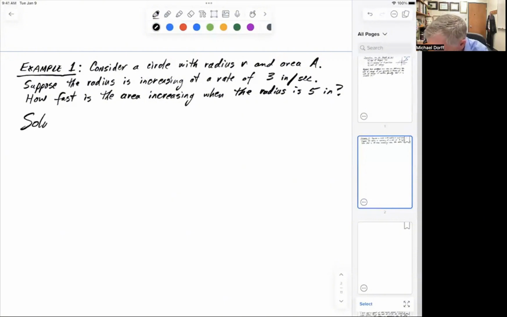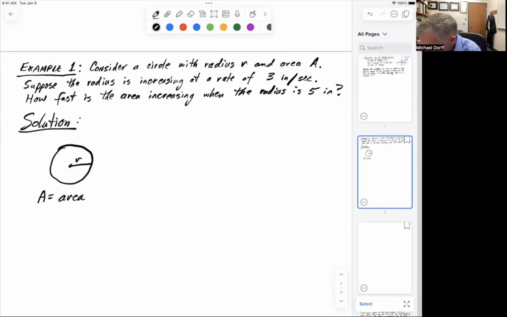So how would we solve this problem? Well, first I draw a picture. Here's my circle, radius r, and A is the area here. What I want to do is get a formula that relates area and radius. Those are the two variables I have, radius and area. What's a formula that relates those two? Well, the formula is area equals pi r squared.